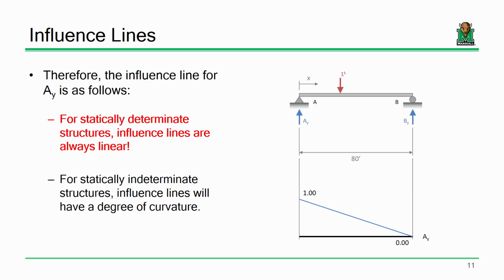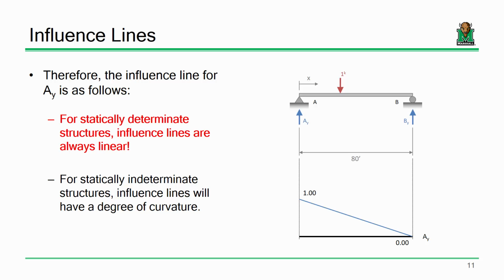Okay? Now, going back to a concept that might be a little fuzzy, but it's okay. We're here for a little bit of review here. This structure is a structure that is statically determinate. And what that means is that there are as many unknowns as there are equations of equilibrium. I've got 2 unknown support reactions here, 1 unknown support reaction there, so 3 unknowns, and I've got sum of forces in the x direction, sum of forces in the y direction, sum of moments. So that's a statically determinate structure. Whenever you're dealing with a structure that's statically determinate, influence lines are always linear, always.